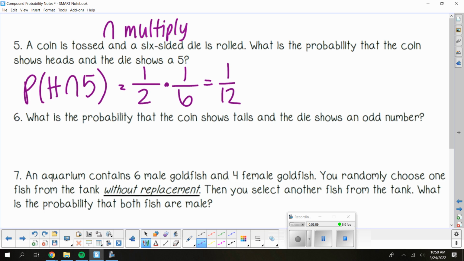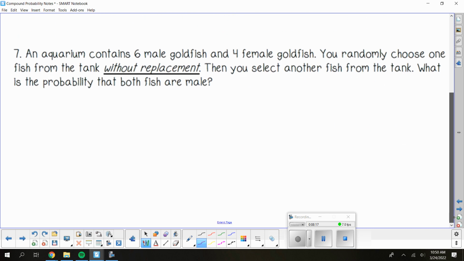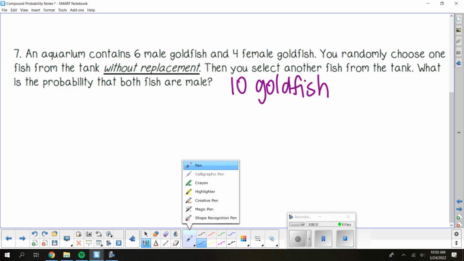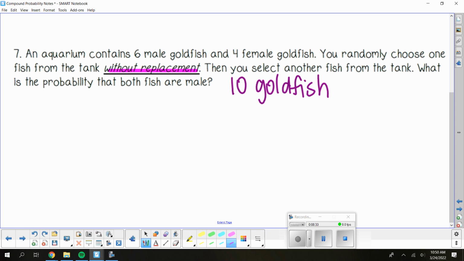Go ahead and pause the video and try number 6 on your own. Okay, let's look at number 7. An aquarium contains 6 male goldfish and 4 female goldfish. So I have a total of 10 goldfish. You randomly choose one fish from the tank without replacement. Then you select another fish from the tank. What is the probability that both fish are male?